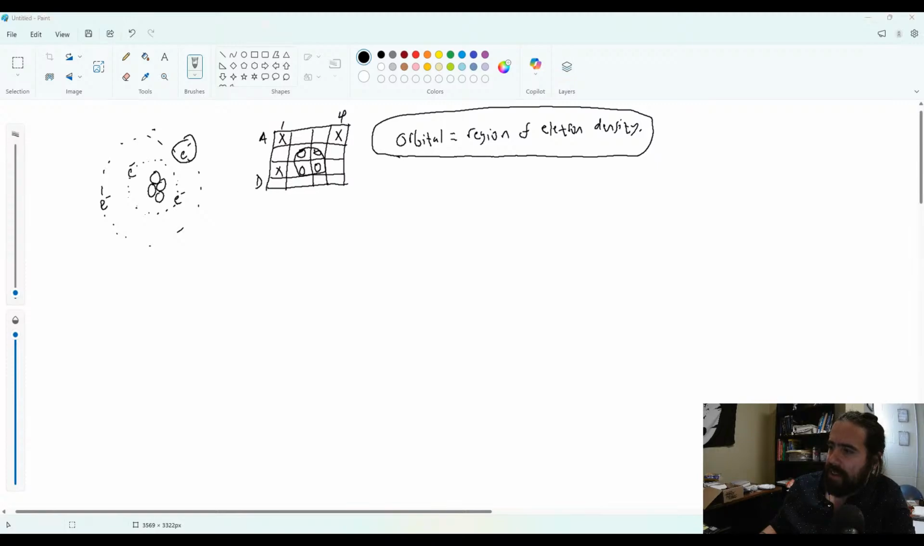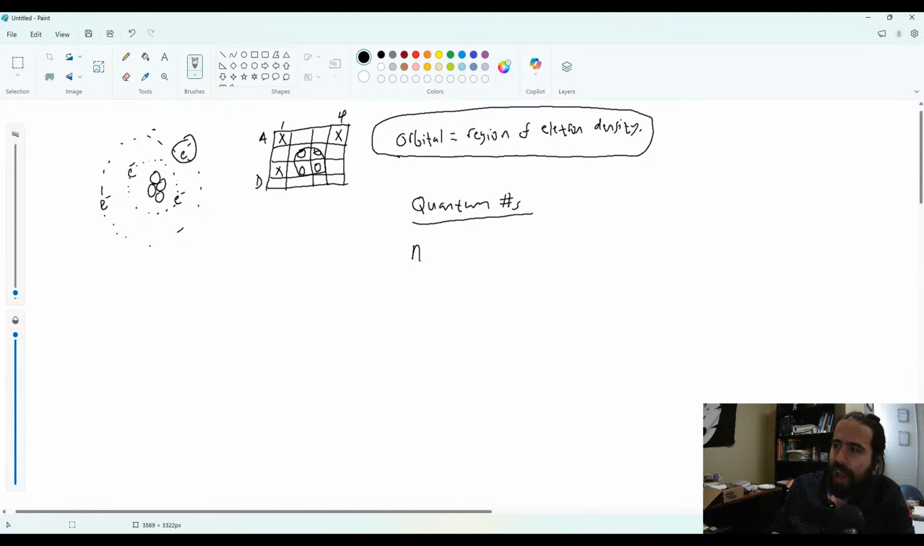I want to spend a little bit of time now talking about so-called quantum numbers. Quantum numbers are ways in which we're able to specify where an electron is, or the characteristics of a given orbital. By that, I mean the characteristics of a region of electron density. Now, there are 4 different quantum numbers. We're going to cover 3 of them today and 1 later on.